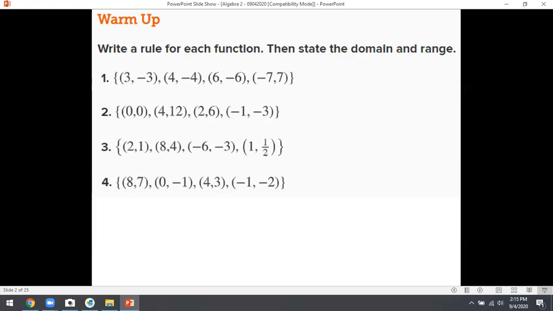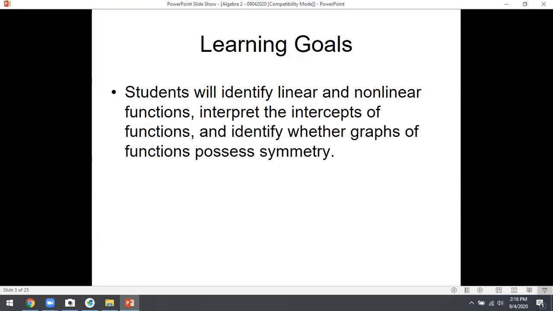Number 4. Anybody see that? X minus 1. So if you take all the x's and you subtract 1, you get the y's. Everybody agree with that? If you take the x's, subtract 1, you get the y's. Okay. So if you take the x's and you subtract 1, it equals the y's. And we're all done. That's it. That was all your warm-up was. Pretty sweet, huh?